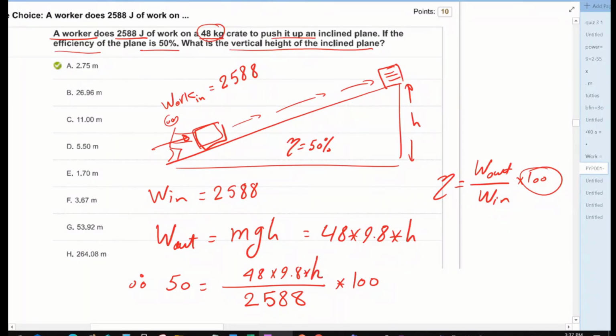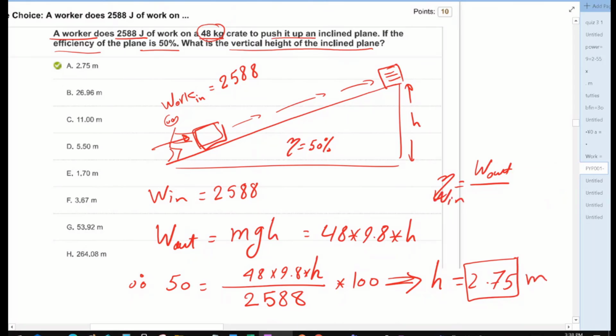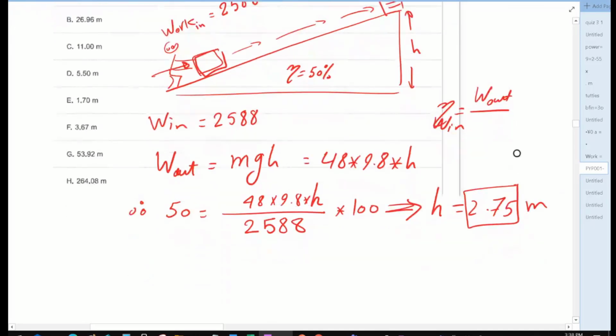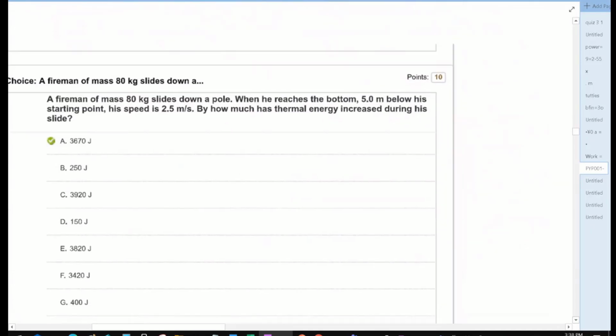So can anybody find h, guys? What's the value of h? Hmm. 2.75. So let's take 2.75 meter. Okay, so this is the height. So that's between the efficiency and the work.